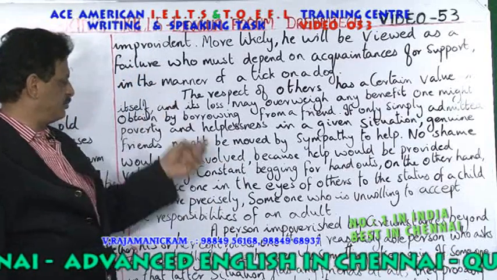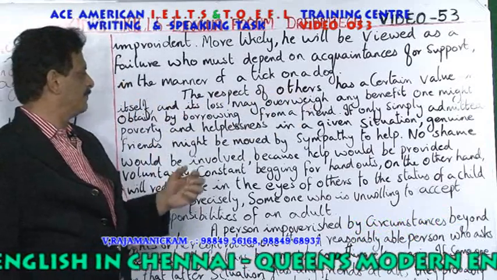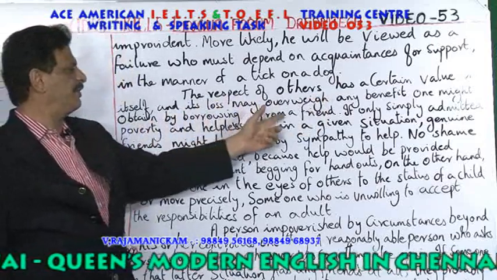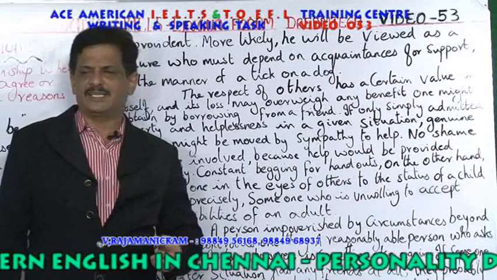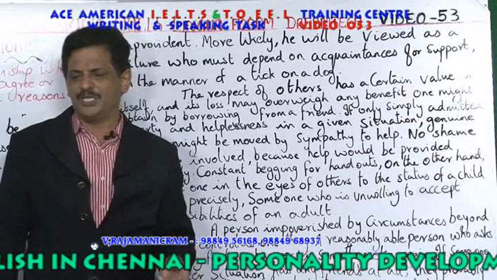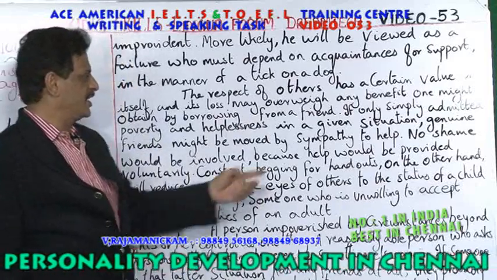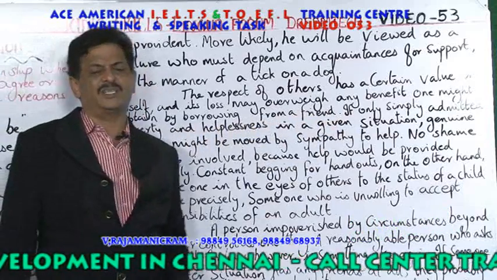So next, in the third paragraph: the respect of others has a certain value in itself and its loss may outweigh any benefit one might obtain by borrowing from a friend. ஒரு நல்ல நண்பன் இருக்கிறான், என் மேல் மதிப்பும் மரியாதையும் வைத்திருக்கிறான். அவனிடம் போய் நான் பணம் கேட்கும் பொழுது என்னுடைய நற்பெயர் அங்கே அடமானம் வைக்கப்படுகிறது. If only simply admitted poverty and helplessness in a given situation.